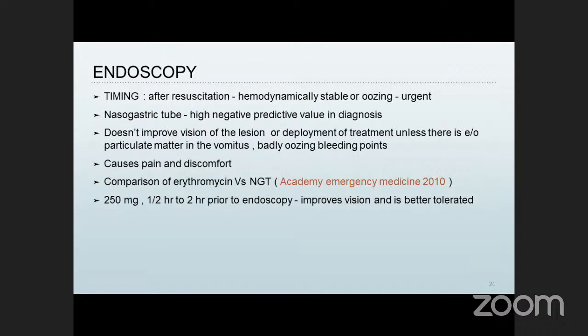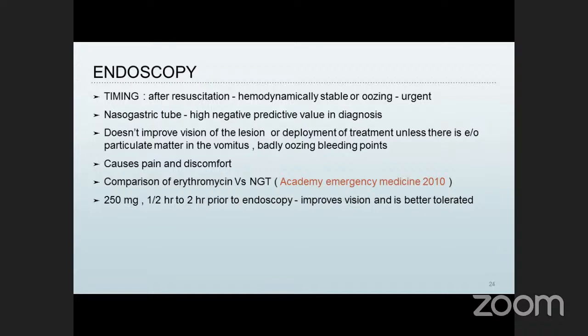Endoscopy. The timing of endoscopy is very important. It has to be always taken up after resuscitation and when the patient is hemodynamically stable, or if the patient is oozing very badly. So pre-endoscopic NG tube insertion always has been a question of debate.